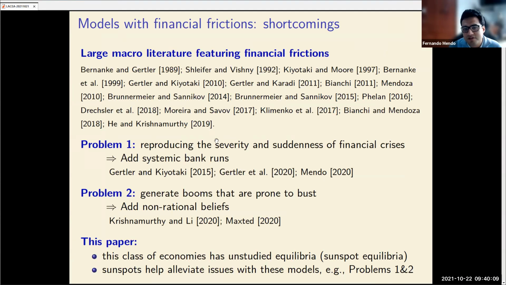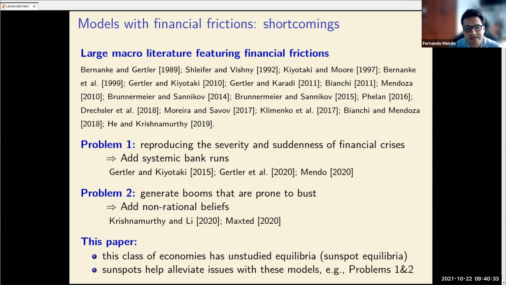Okay, at least for the last 10 years, there has been an explosion in this macro literature that tries to incorporate the financial sector into it. Here is a list of some examples. And despite all the success in understanding the role of financial frictions, there are still some challenges for this literature. Here I highlight a couple of them.